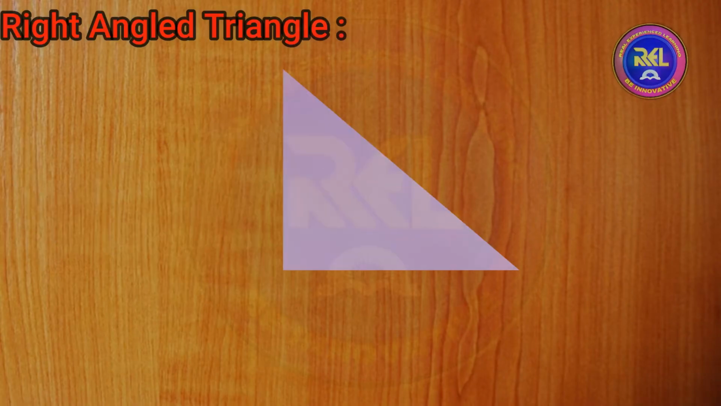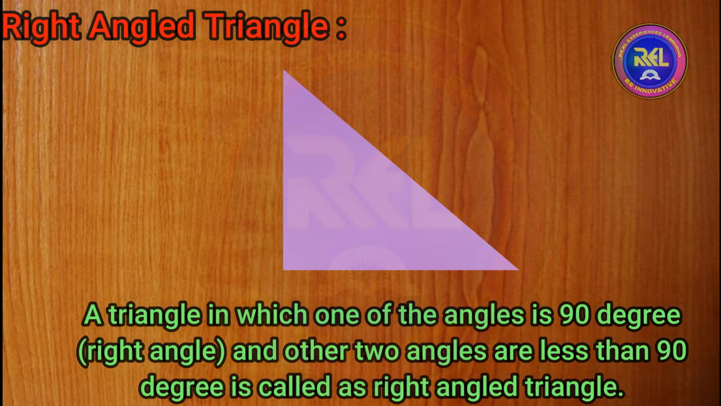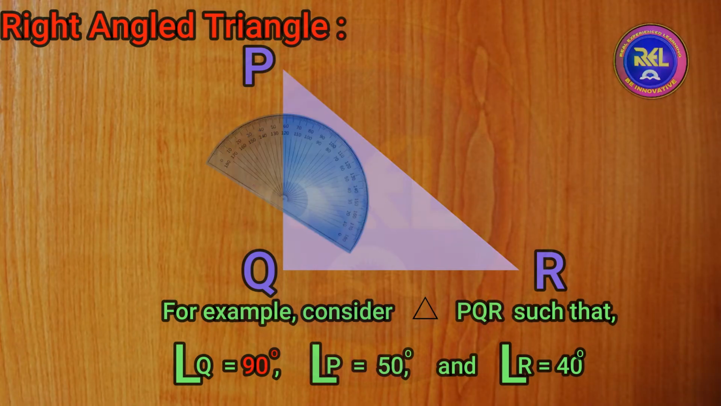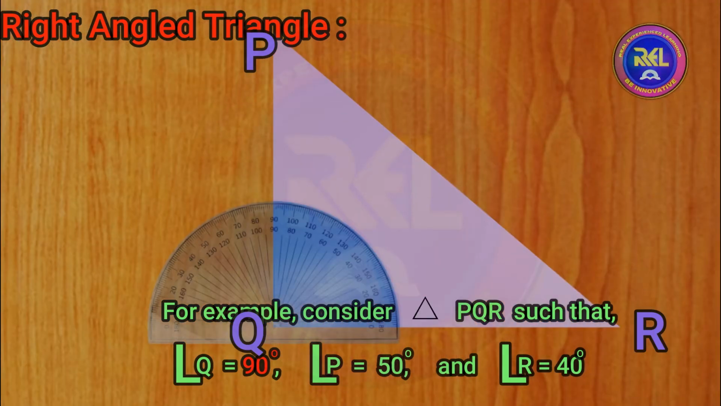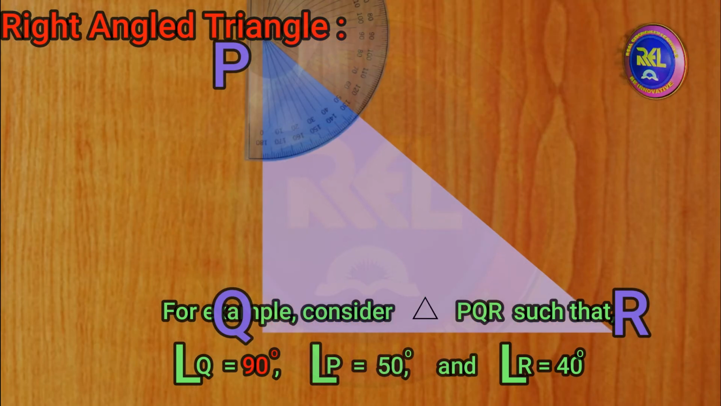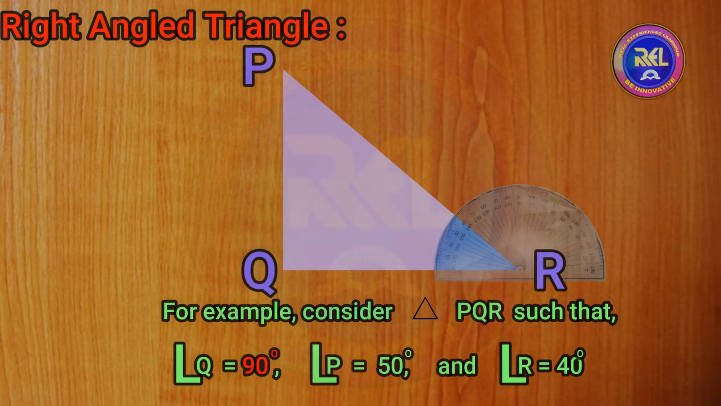Right angled triangle. A triangle in which one of the angles is 90 degree, right angle, and the other two angles are less than 90 degree is called a right angled triangle. For example, consider triangle PQR such that angle Q equal to 90 degree, angle P equal to 50 degree, and angle R equal to 40 degree.